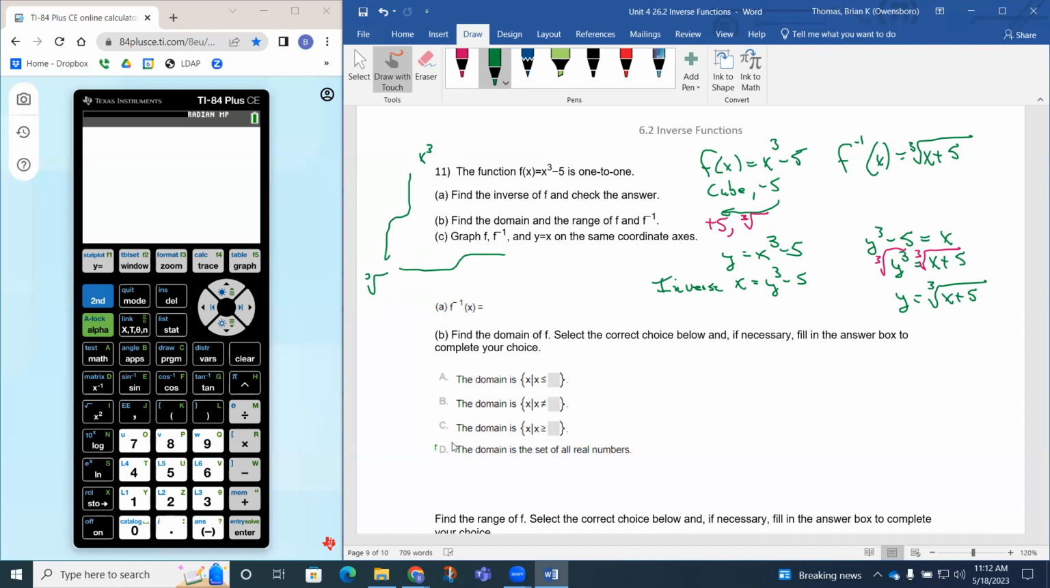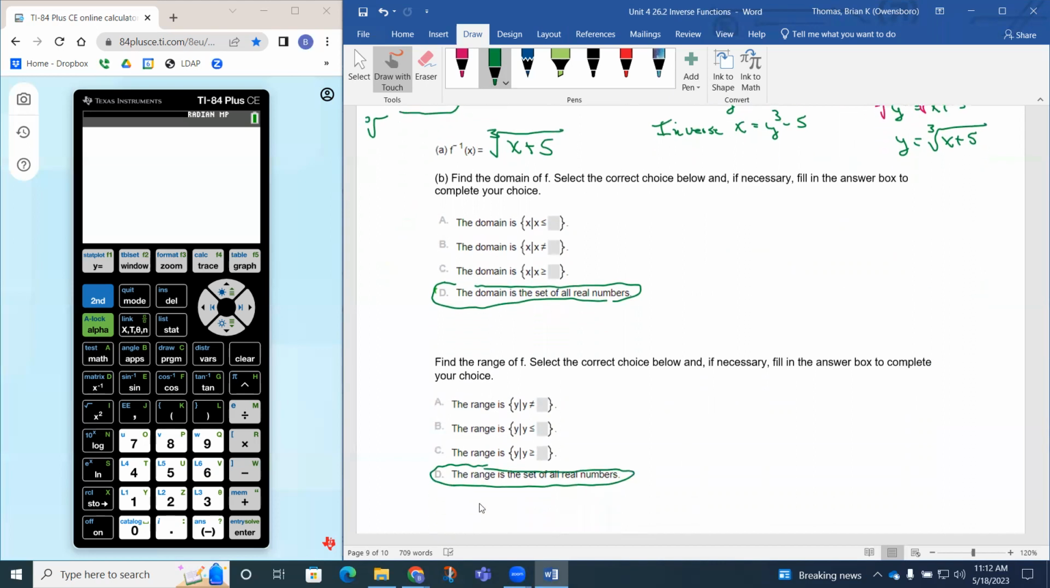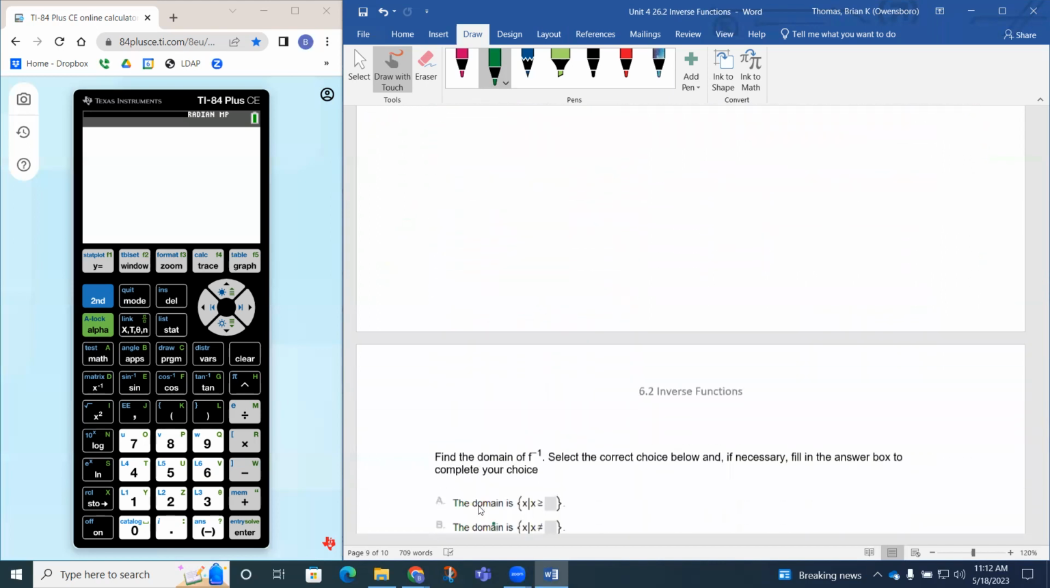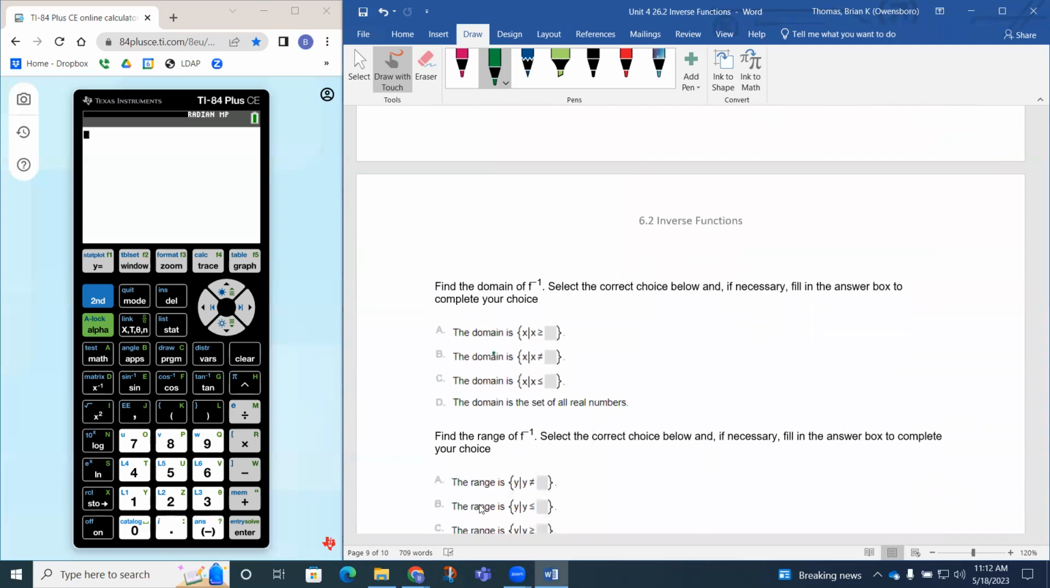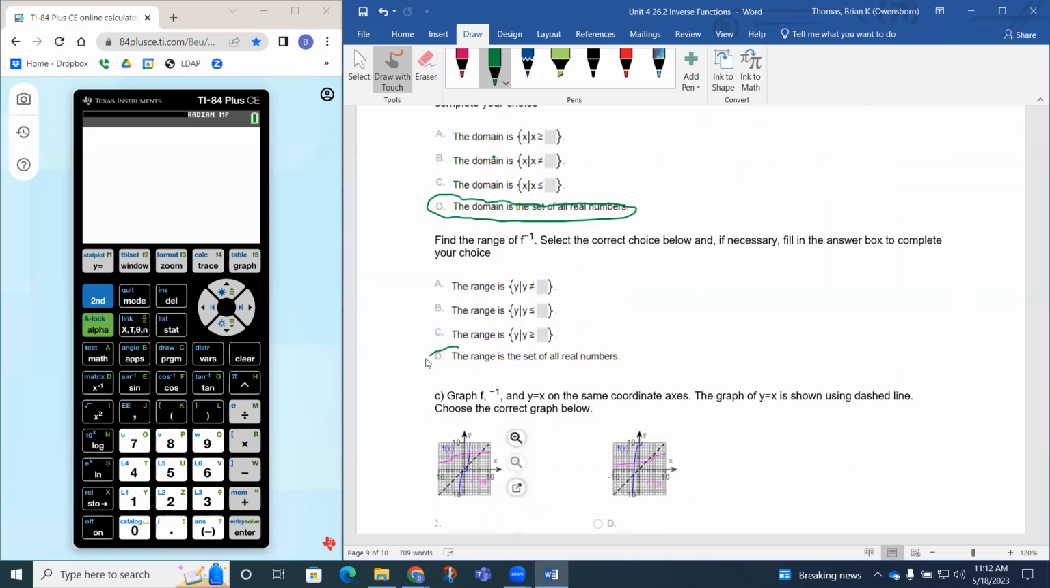So the inverse function I should put right here. The cube root of x plus 5 was the inverse. So then we had no domain restrictions, so that's that. Range is the same way, no range restrictions. Now parabolas and square roots do have those, and we just didn't have that example here. So that's going to be real numbers again. Real numbers again.